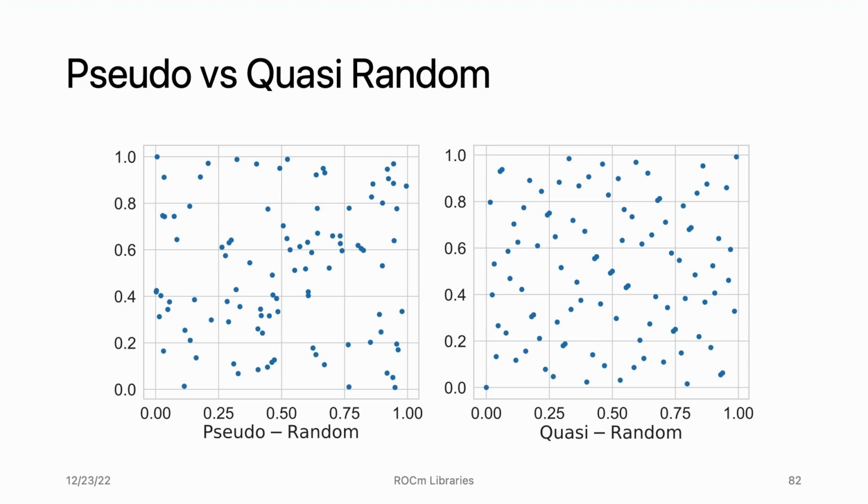On the left, you can see the distribution of pseudo-random numbers. It has a uniform distribution between 0 and 1, and also 0 and 1 on the y-axis. As you can see, it may not look that random because there are some clusterings, but those are just illusions. Because these random numbers are independent from each other, that's why you can see those clustering effects.